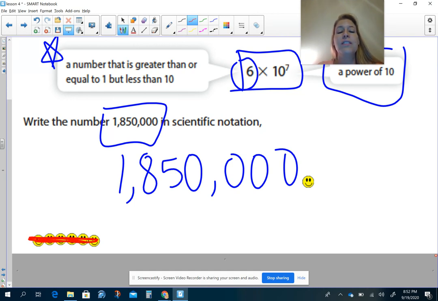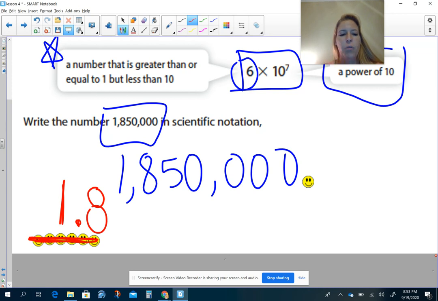Okay, pause the video and see if you can find a number that is greater than or equal to 1 and less than 10. Okay, let's see how you did. Okay, so I'll be honest, most people, some of my students at the beginning would give me this number. Did anybody do that? Did you just give me a 1? Because if you did, you're close. But let's see if we could do better than that, right? Okay. Did anybody do 1.8?